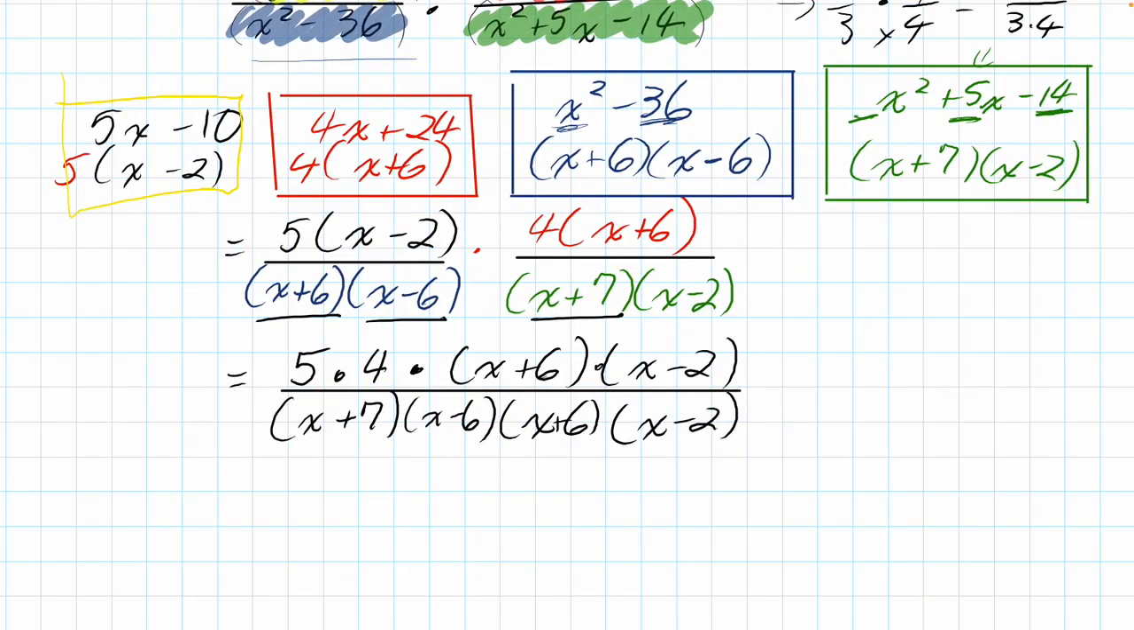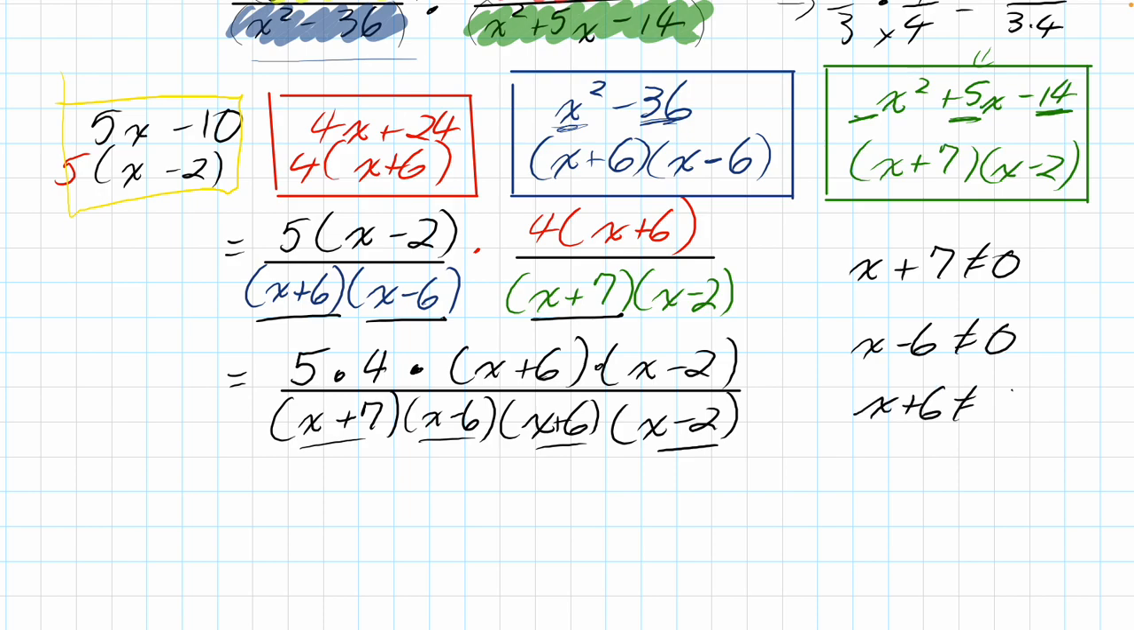But before I do that, I do got to figure out what all of my x's cannot be. So I got to set up 4 different ones here. We're essentially saying that x plus 7 cannot be 0. X minus 6 cannot be 0. X plus 6 cannot be 0. And x minus 2 cannot be 0. Well, if we do that, what that means is x cannot be negative 7, x cannot be 6, x cannot be negative 6, and x cannot be positive 2. So I got a whole bunch of them.